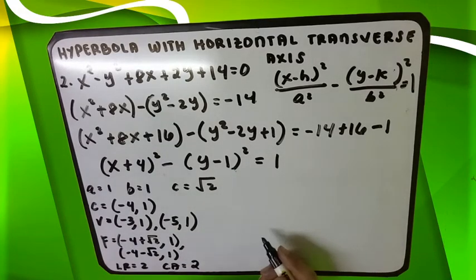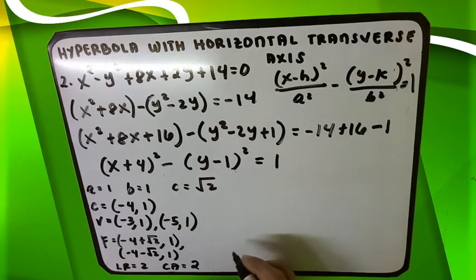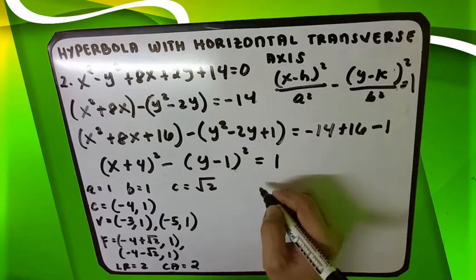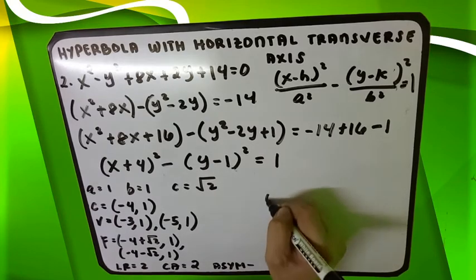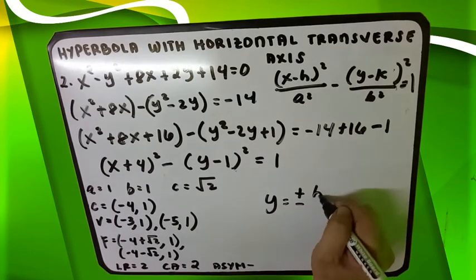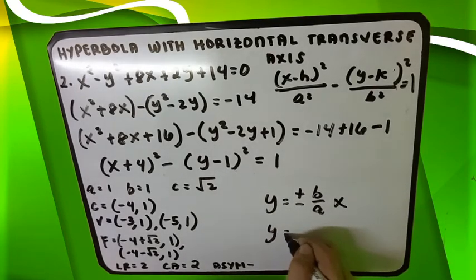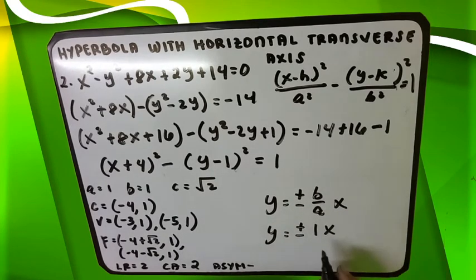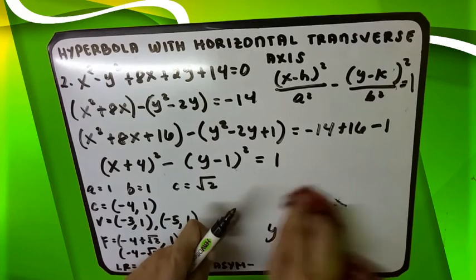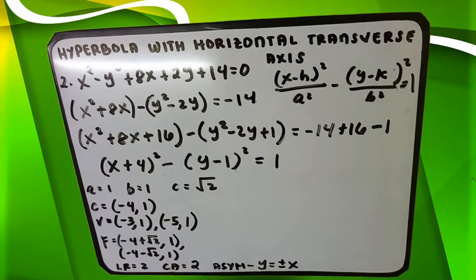And then asymptotes. Equation of the asymptotes. So that is y equals positive or negative b over a x. Y equals positive or negative b over a, so 1x, or y equals positive or negative x. So that will be the asymptote. Y is equal to positive or negative x.